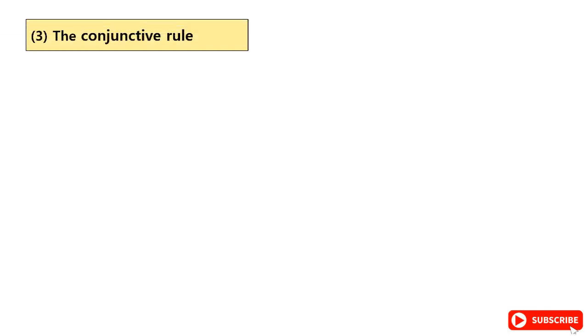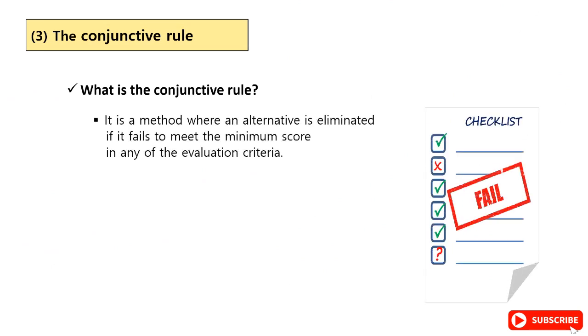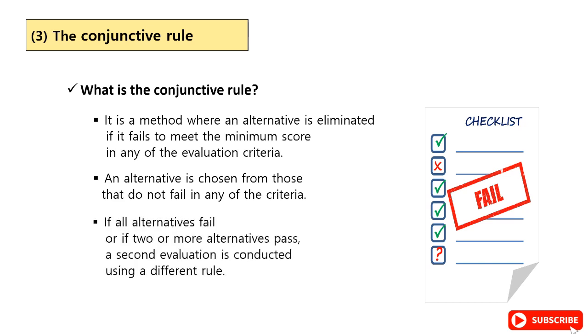The conjunctive rule is a rule where an alternative is eliminated if it fails to meet the minimum score in any of the evaluation criteria. In other words, an alternative is chosen from those that do not fail in any of the criteria. If all alternatives fail, or if two or more alternatives pass, a second evaluation is conducted using a different rule.